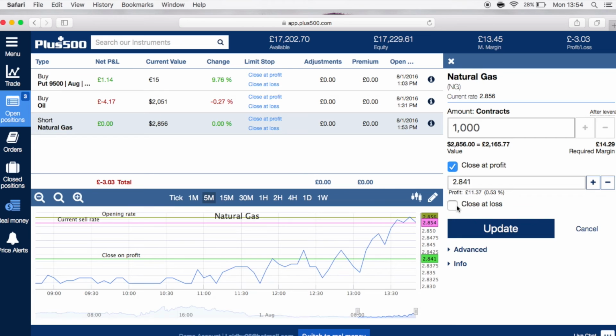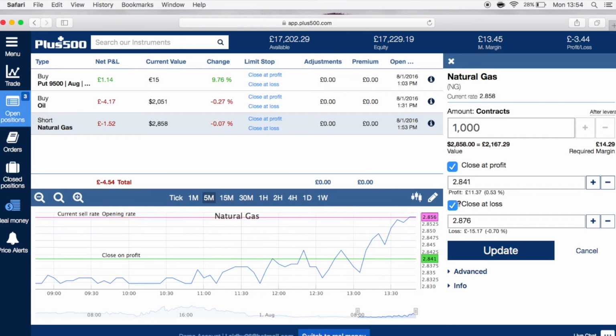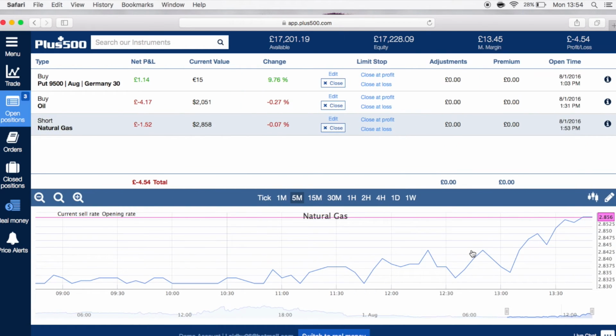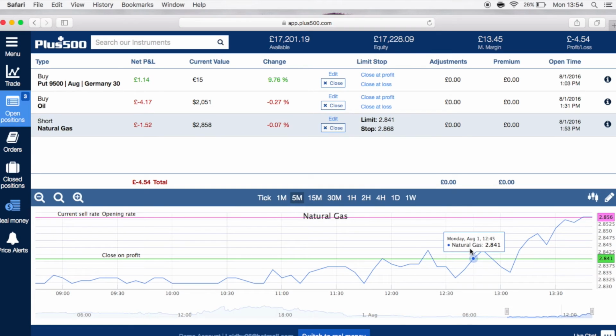I can also do the same with a close at loss. How much am I willing to lose on this trade? So I don't want to lose a lot of money on this trade. I want to lose the minimum amount using the close at loss, so I'll just do a £9.10. If I update that now, and there we can see there.